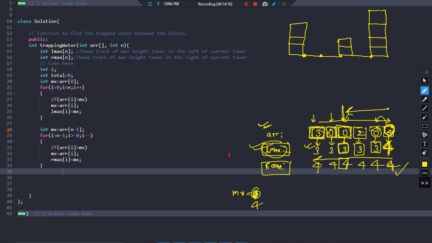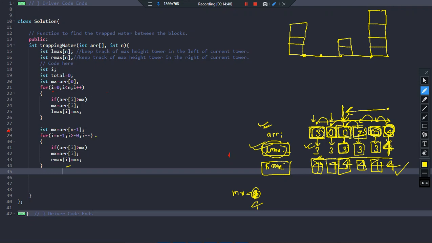Come here. You have value 0. 0 is obviously not greater than 4, which means mx still remains 4 only. R max of I will be 4 only. Come here. 2 is not greater than 4, so max will be 4 only. Come here. 0, not greater than 4. Max will be 4 only. Come here. 0, not greater than 4. Max will not be updated, so max will be 4 only. Come here. 3, not greater than 4. So max will be 4 only.